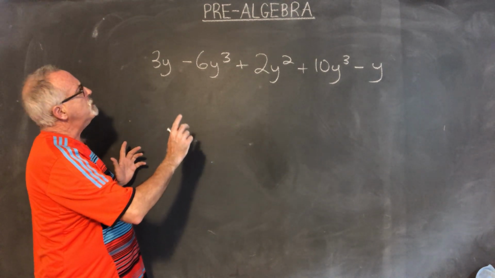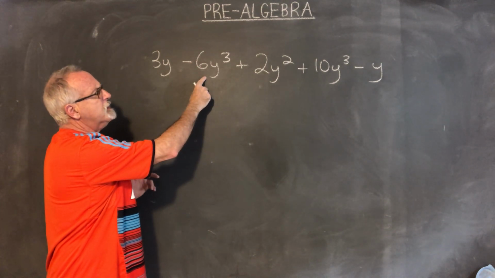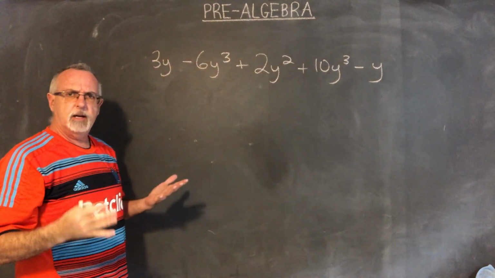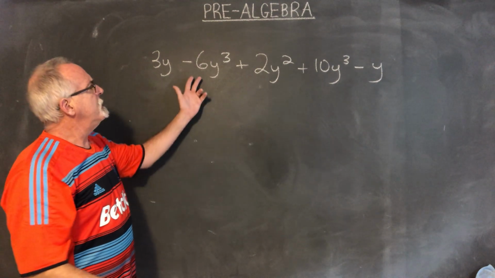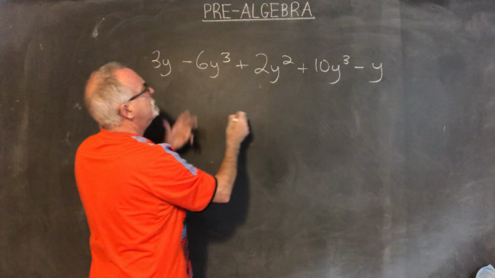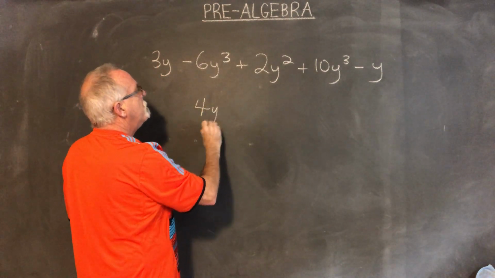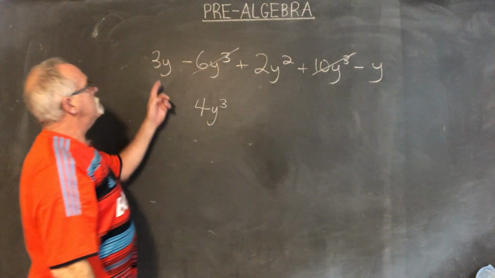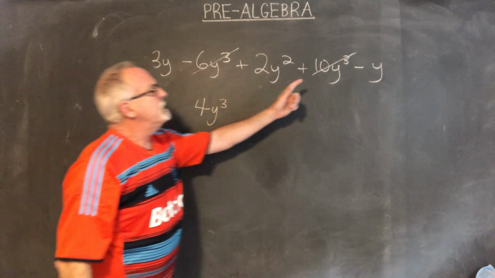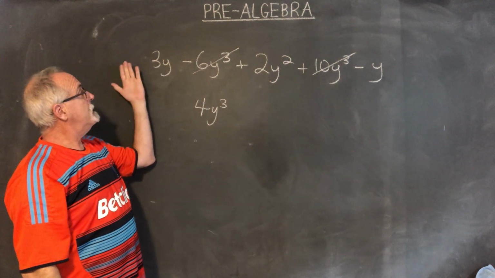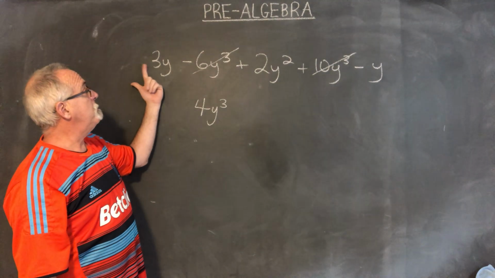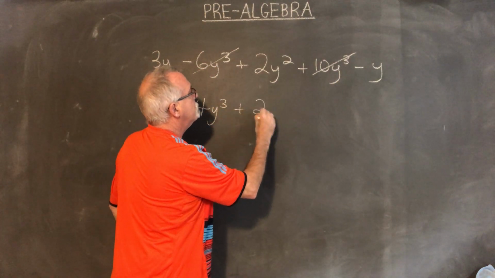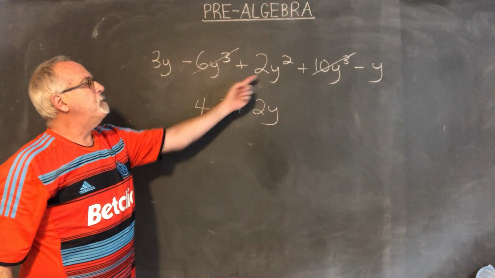I'm going to start with minus 6y cubed plus 10y cubed. So I'm using my adding integer skills. Negative 6 plus 10 is going to give me positive 4y cubed. And therefore I've used these. But I also have 3y. That's a positive 3y because there's no minus sign before it, but I'm subtracting a y. 3y minus y is 2y. I'm writing plus 2y. And then, I still have that 2y squared.